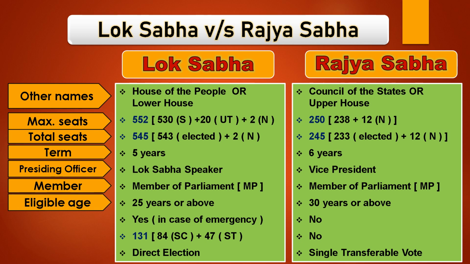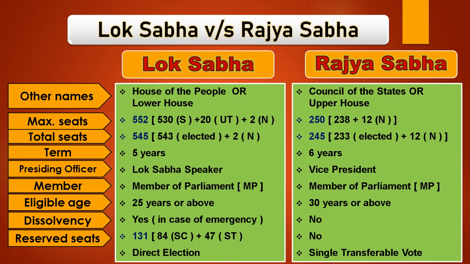Let's talk about the eligible age to become an MP in both the houses. So, here in the Lok Sabha, to become an MP, the member must be 25 years or above in age, and in Rajya Sabha the MP must be 30 years or above in age. Let's talk about the dissolution. So, yes, the Lok Sabha can be dissolved even before its full term of 5 years in case of emergency, and the Rajya Sabha, which is the upper house, cannot be dissolved in any case.